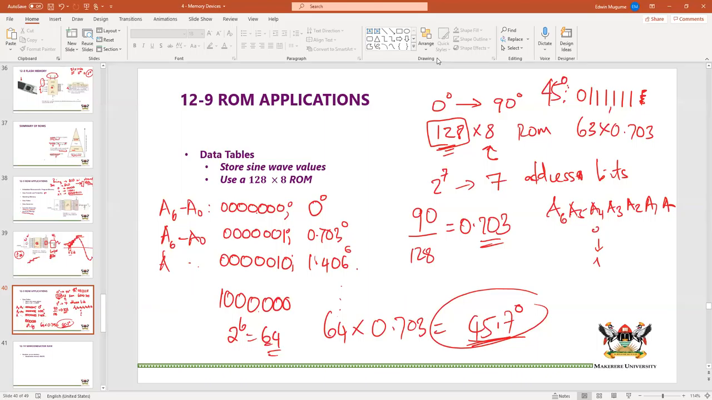90 divided by 128 times 64 is 45 degrees. I don't know what I had got before. 64 times this sounds to me like it is 45 degrees. Okay, so that's okay. Just give me 1 second.